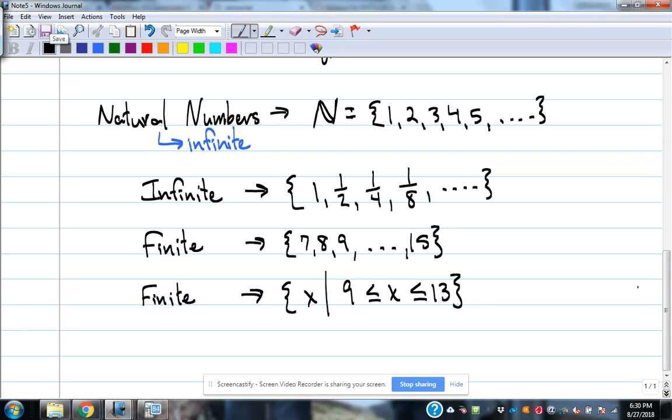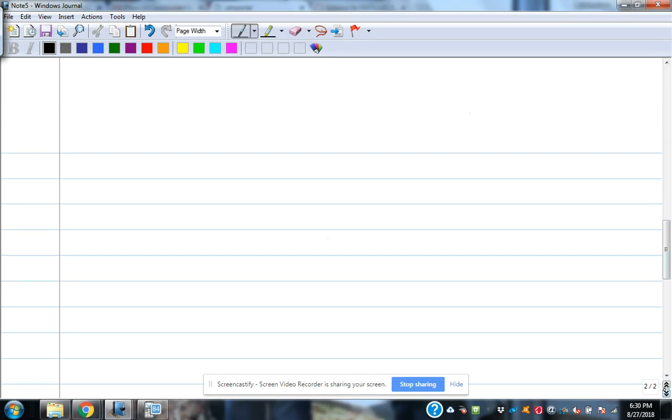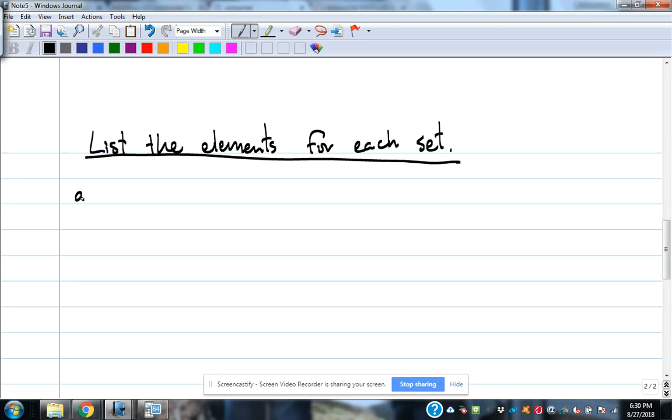Now let's look at a little exercise where we're supposed to list the elements for each set. That's the instructions that they give us. We're going to call this example A. I tend to letter my examples instead of number them for no apparent reason. I've been teaching for 12 years and I've been doing it that way since I started. I don't know why I started that way, but that's what I've done.